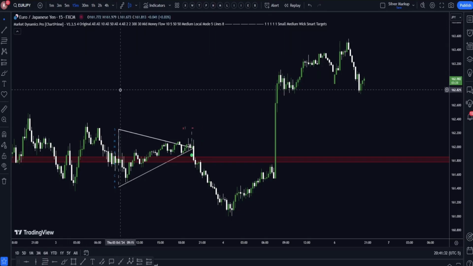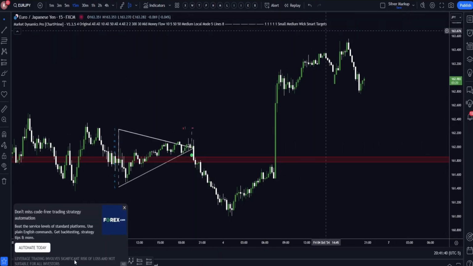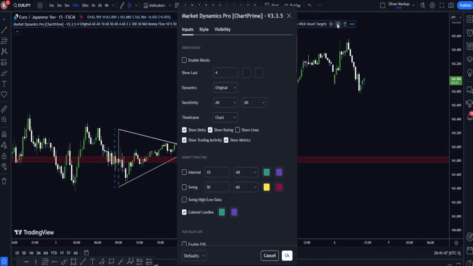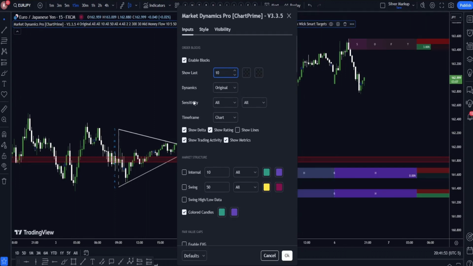So when you first open it, there's going to be its point of control and its pattern detection open right away. So you're going to have to make some changes to be able to see the order blocks and really just focus in on the order blocks. So what you want to do first is enable the order blocks. I like to see the last 10 blocks.